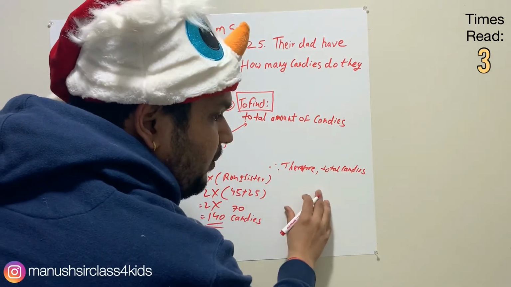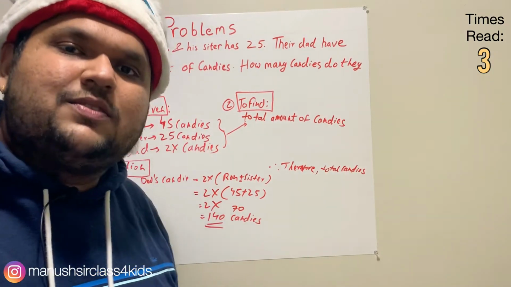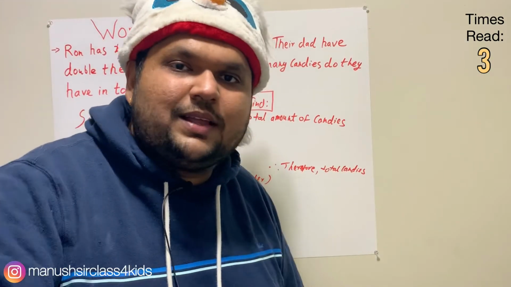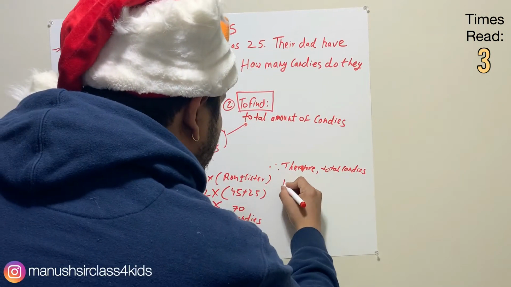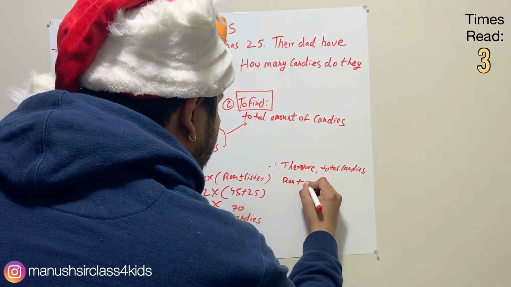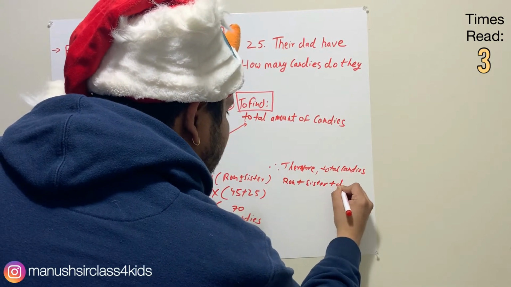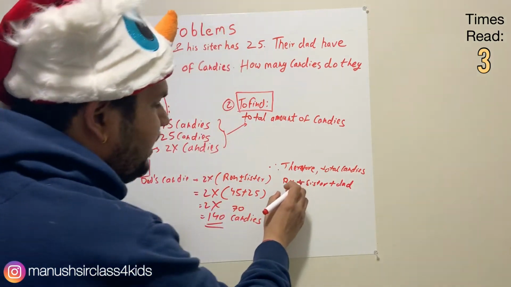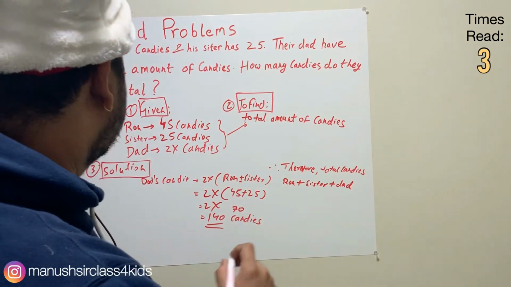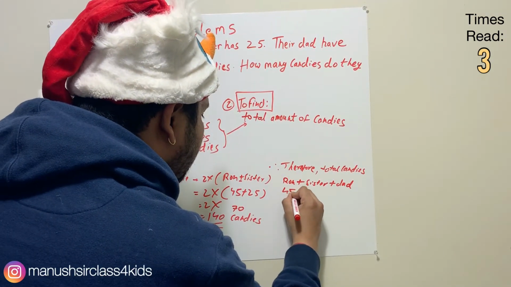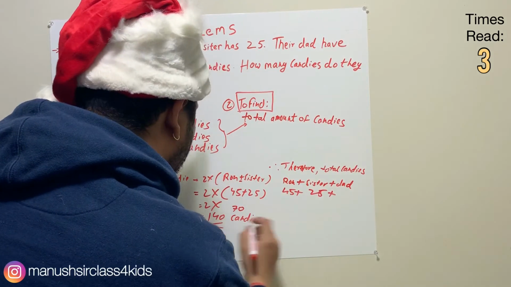So it's a word problem, so I need to tell the answer in words rather than just the numbers, right? So I would say Ron plus sister plus dad. Then below these words, I'll write the numbers, and that is Ron's 45 plus 25 and plus 140.